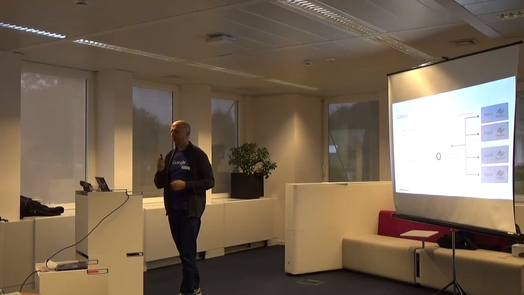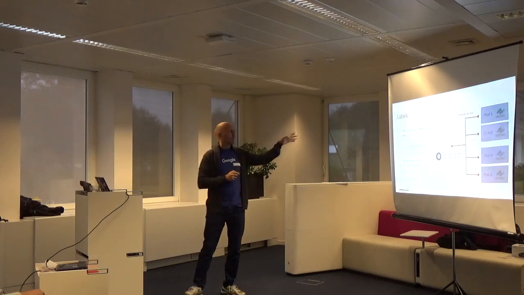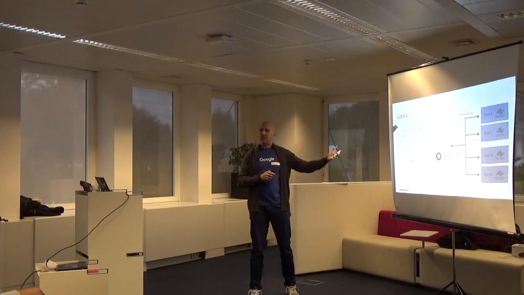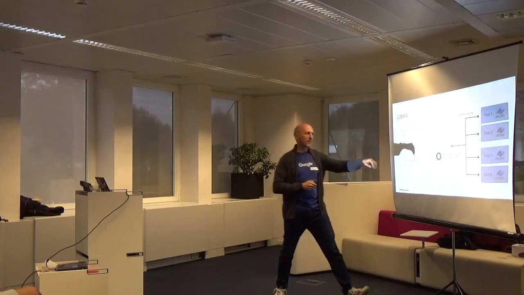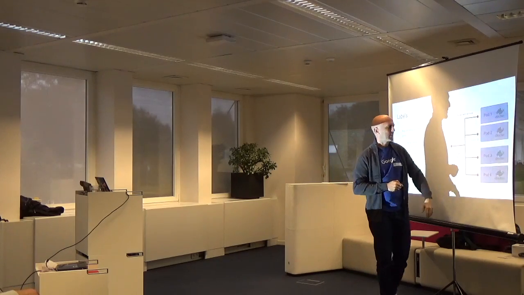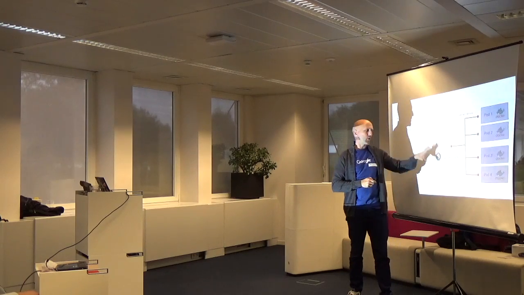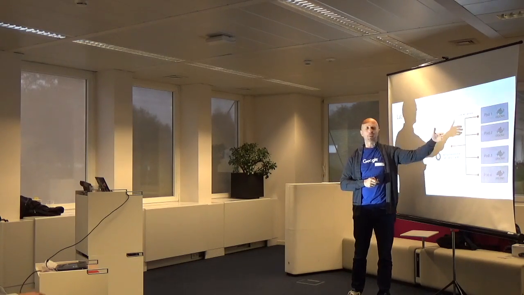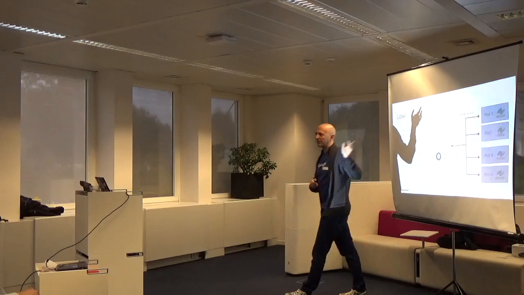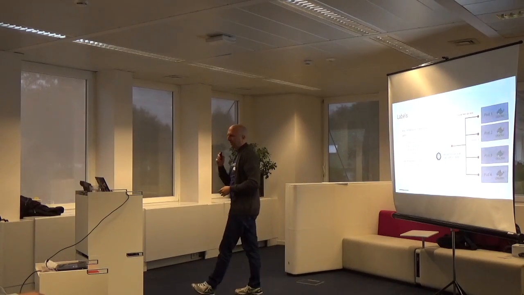So, labels are one of the ways of achieving cattle. Labels are one of the ways of saying, okay, these four pods here, all of them have this label, type is WordPress, and then I'm going to create a service, and this service is going to be in front of all these pods, any pod with this set of labels.